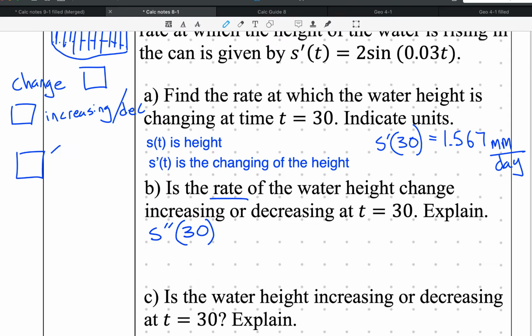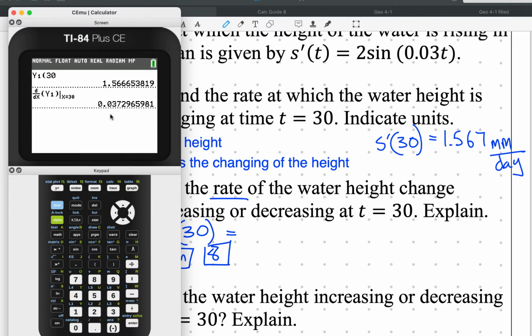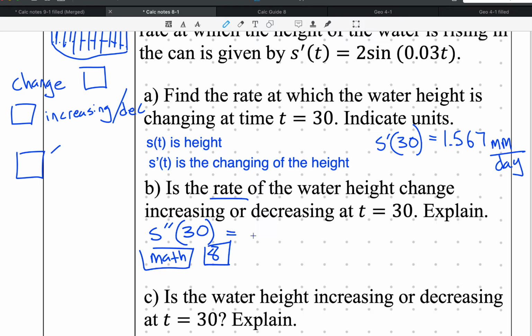So I'll write down our instructions too, just in case we forgot. This is math 8. And then you can get the rest. All right, so what is s double prime of 30? We'll write it in here. We got 0.037, and that's rounded correctly to 3 decimal places, 0.037. Okay, well, we didn't answer the question. The question was asking, is it increasing or decreasing? Fiona, make a conclusion.